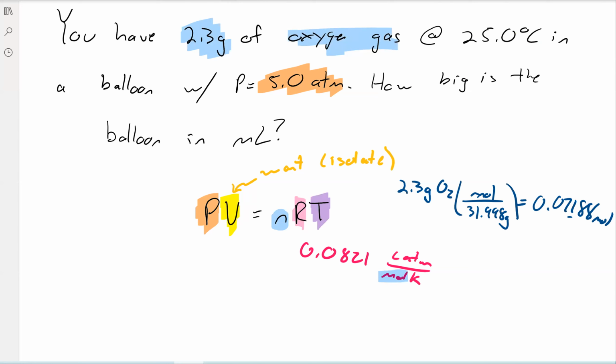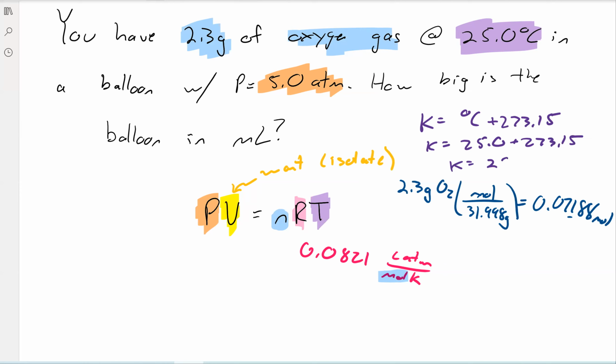And then finally for T, we can see that we've got a temperature of 25 degrees Celsius. Of course, that has to be in Kelvin. So remember that Kelvin is equal to your degrees Celsius plus 273.15. So K here is equal to 25.0 plus 273.15. So K is equal to 298.15 Kelvin.